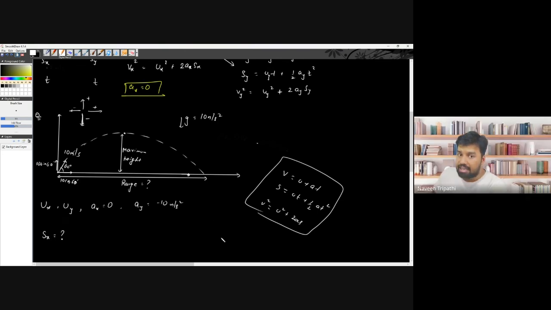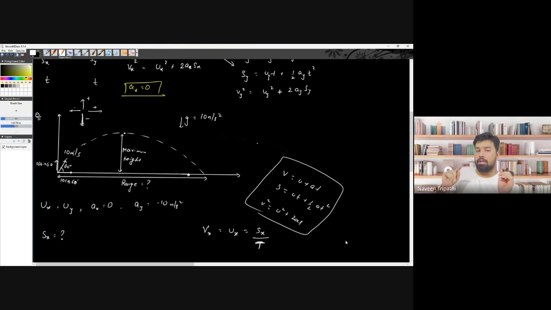So v square equals u square. v and u will always be the same in x, not in y. So I can clearly say that Vx is equal to Ux is equal to Sx by T, where I take the total time as capital T. Because here the acceleration is 0, applying velocity equals distance over time is perfectly okay.